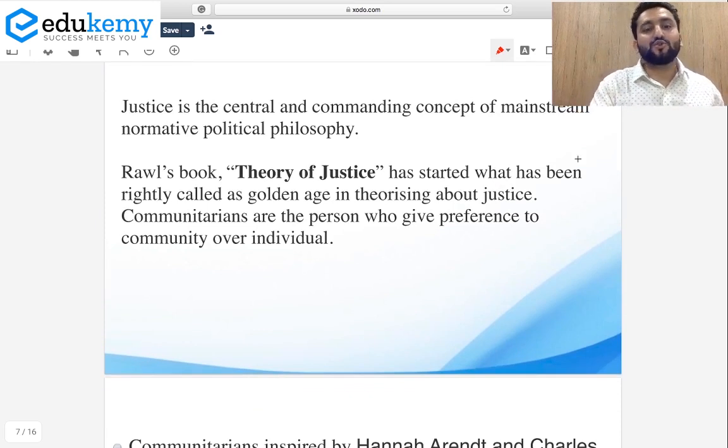And when it comes to Rawls' theory of justice, it was actually considered the golden age of theorizing about justice. Because what Rawls was saying was that there can be a universal idea of justice.